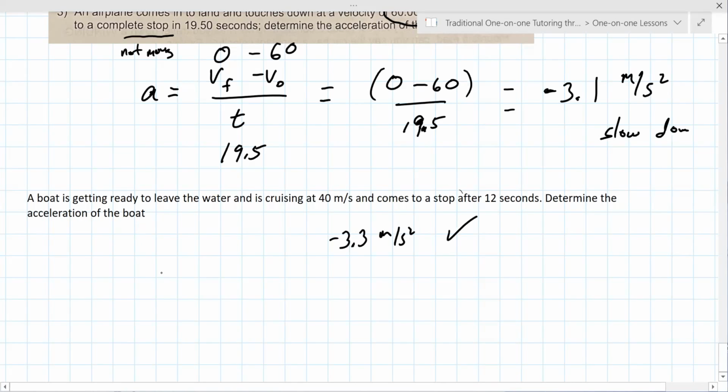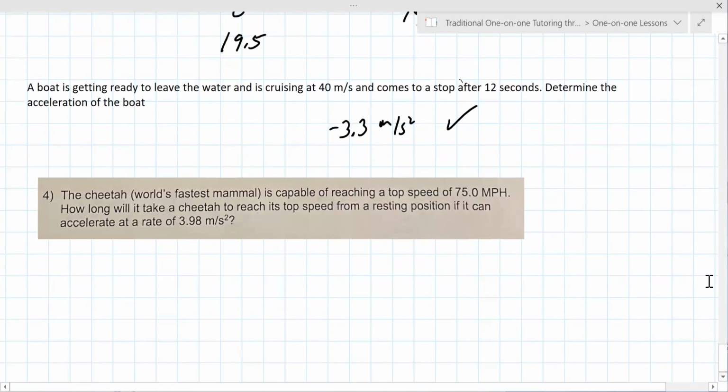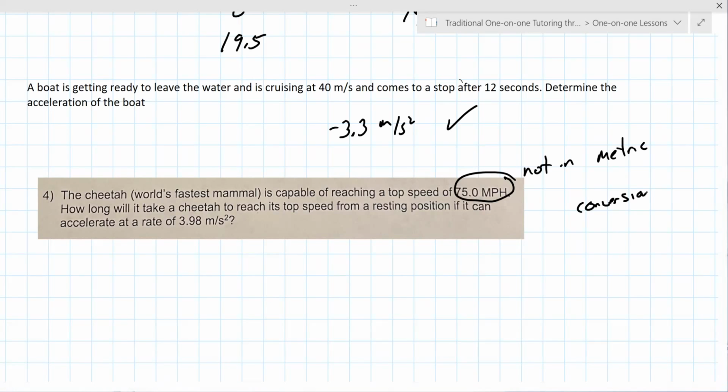Okay, so now let's do number four here. The cheetah, world's fastest mammal, is capable of reaching a top speed of 75 miles per hour. Now, first thing you should notice, this is not in metric standard units. You should start noticing that, oh no, that means you're going to have a conversion. How long will it take a cheetah to reach its top speed from a resting position if it can accelerate at a rate of 3.98 meters per second squared?